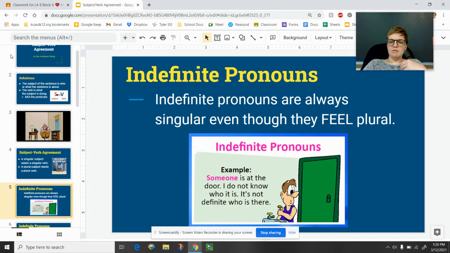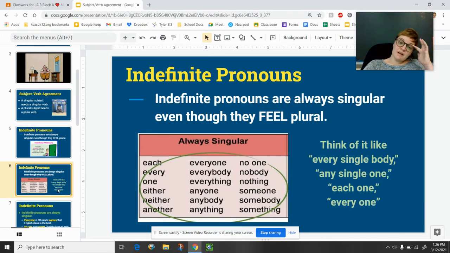So an example here would be, someone is at the door. I don't know who it is. It's not definite who is there. So that's why it's called an indefinite pronoun. So here's a list of indefinite pronouns. They are always, always, always singular, even though they often feel plural.